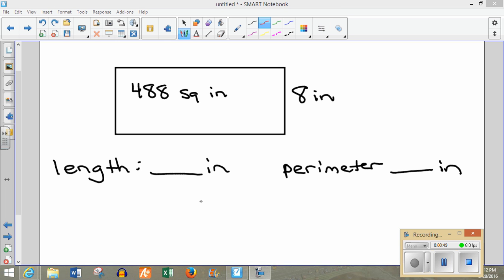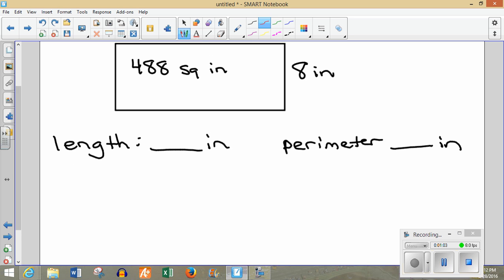Ooh, I remember that area equals length times width. So I'm just going to do it as a turnaround fact. I'm going to take the 488 and divide by 8 so I can find out what my length is. I'm going to move this down just a tad, and we are going to do 488 divided by 8. Now everything that you see in red is actually my work, the work that I would be practicing on a test.